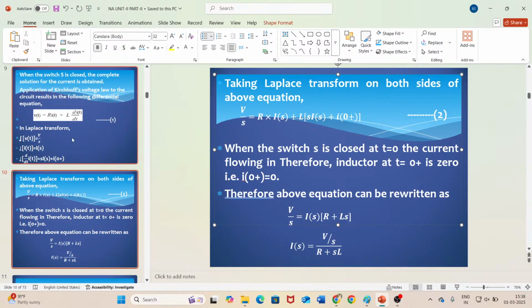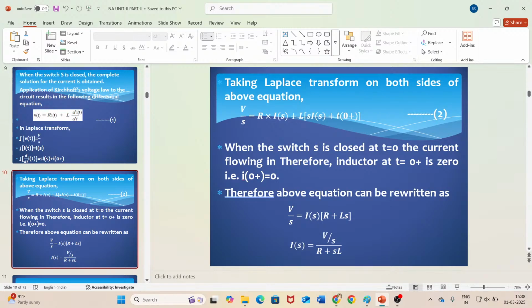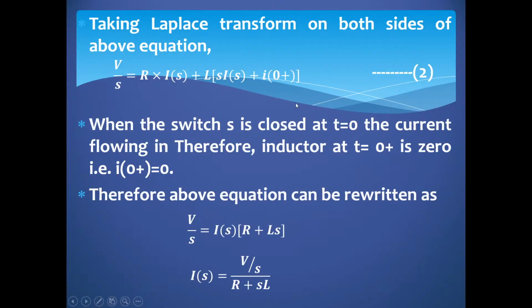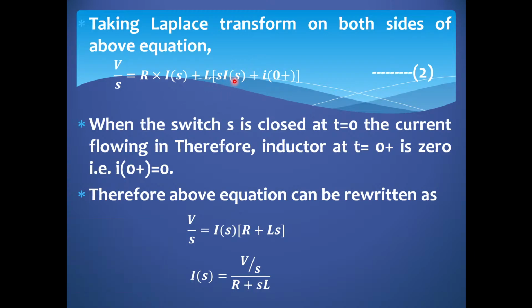Now substitute all these Laplace transformation formulas in equation 1. This is what you will get. I have substituted all those terms in the above equation. Instead of v of t, v by s; R and L are constants. Instead of I of t, I of s; and instead of d by dt of I of t, L into s into I of s plus the current at 0 plus.